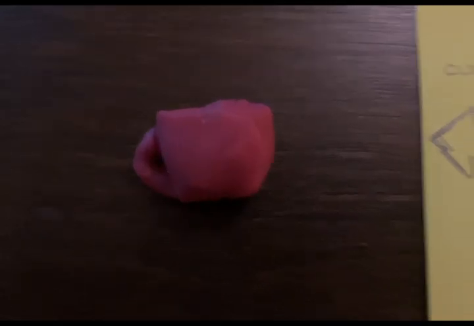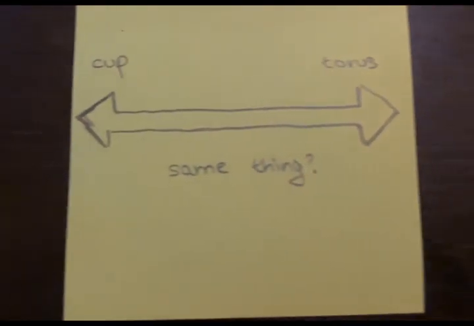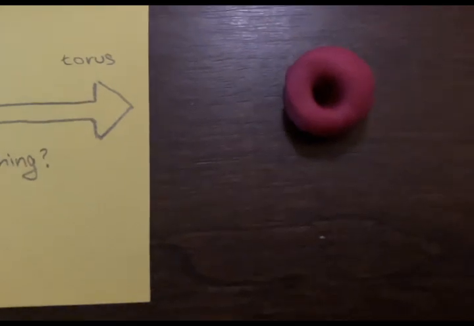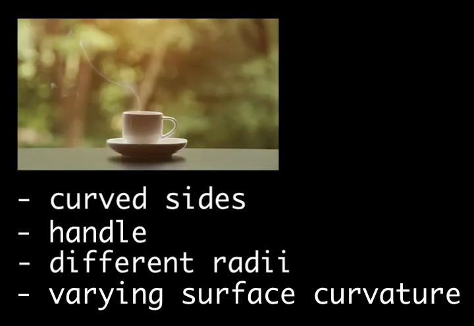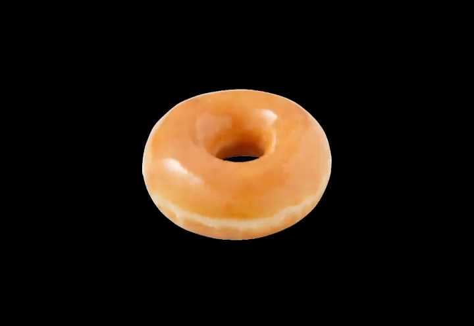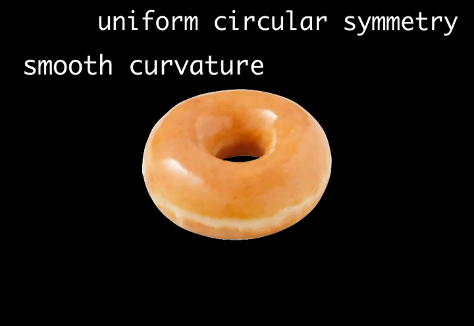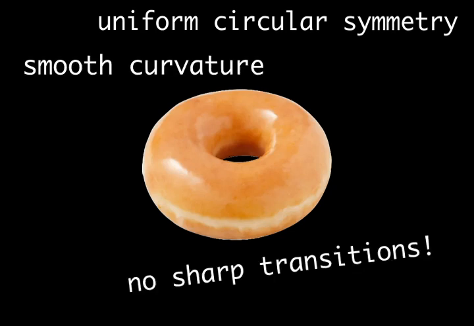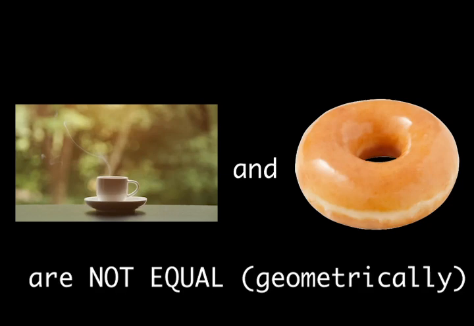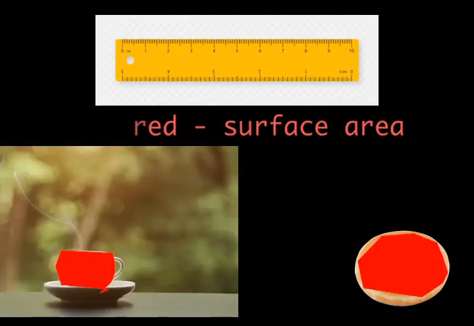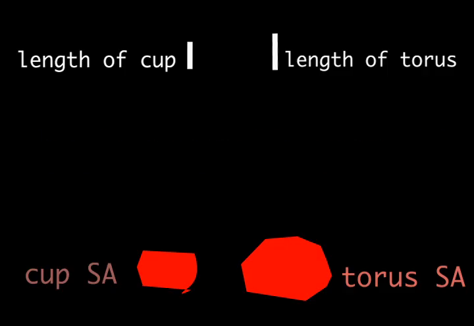Say, for example, we make two Play-Doh objects, one a cup and one a torus, which is just a fancy way of defining a donut-shaped object. Let's look at both of their geometric qualities. A coffee cup has curved sides, a handle, different radii, and varying surface curvature, whereas a torus has uniform circular symmetry, smooth curvature everywhere, and no sharp transitions. Geometrically, these shapes look entirely different. If you measure their curvatures or their distances, the numbers wouldn't match at all.